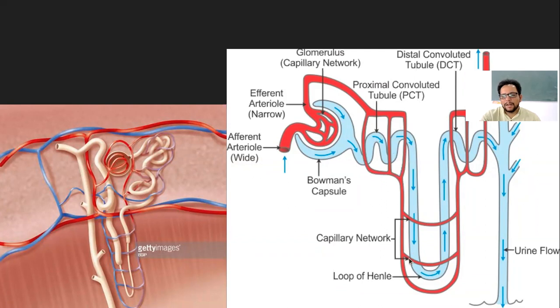Henle's loop, first part is the descending limb and then the ascending limb, and then is the part which is called distal convoluted tubule. Again, distal because it is farther from the renal corpuscle. And collecting duct is actually a collecting portion of all the nephrons.